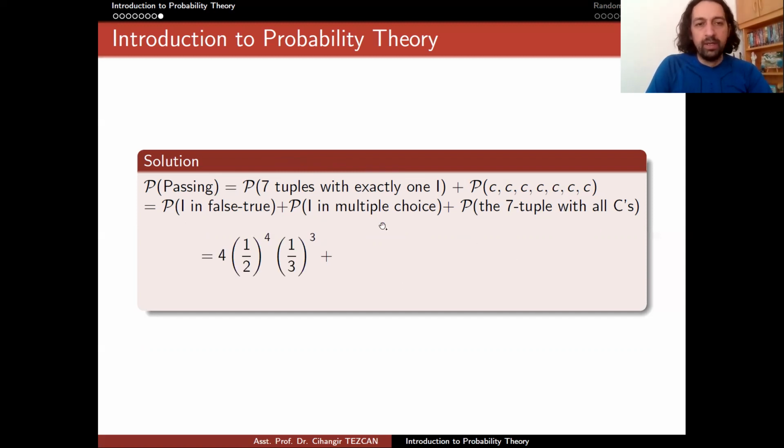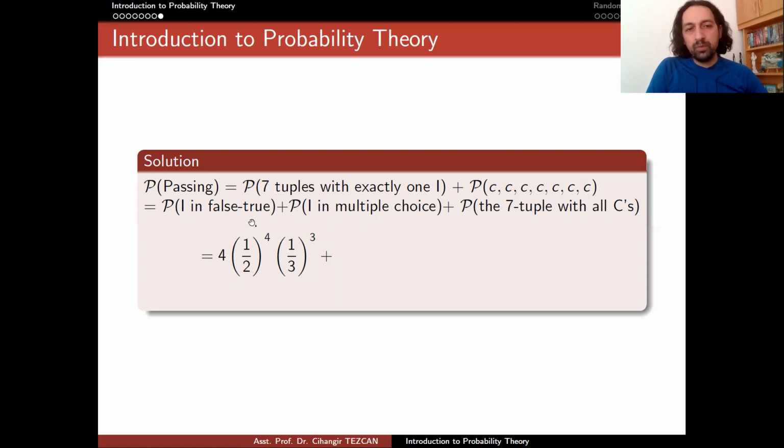So the probability of passing is just now 3 probabilities added to each other because these 3 events are completely independent of each other. So let's first calculate the probability of having 1 incorrect in true false and 3 correct in multiple choice answers. If you correctly answer all 3 multiple choice questions, correctly answering one of them has 1/3 probability. Since you have 3 questions, the probability of correctly answering all multiple choice questions is 1/3 multiplied by 1/3 multiplied by 1/3, so it is 1/3 to the power 3.